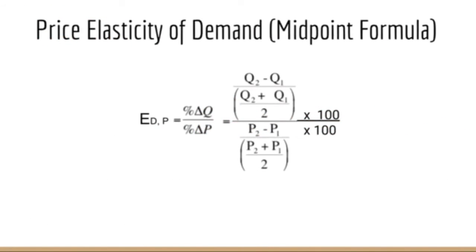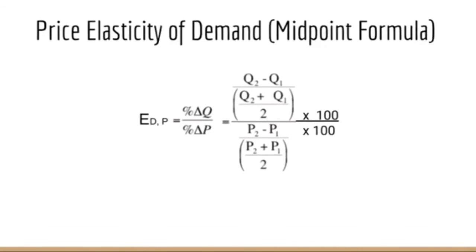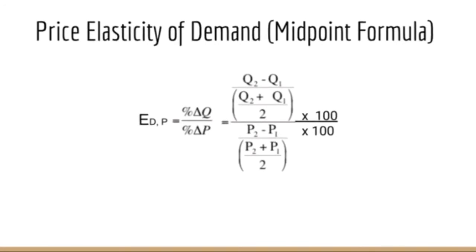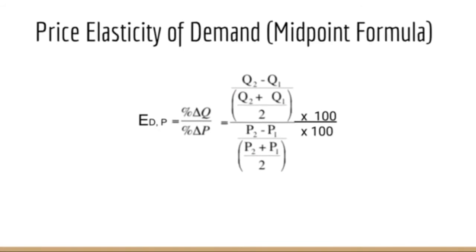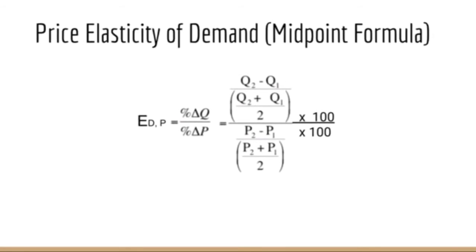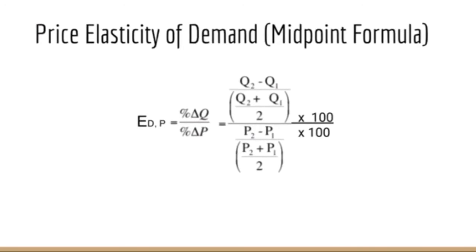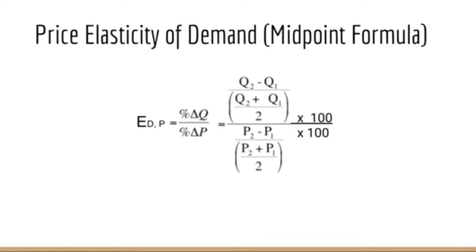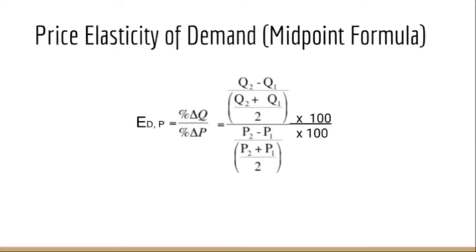Next, we are going to explain the midpoint formula, which is also change in quantity demanded over change in price, and equals Q2 minus Q1 over Q2 plus Q1 divided by 2, times 100, divided by P2 minus P1 over P2 plus P1 divided by 2, times 100.